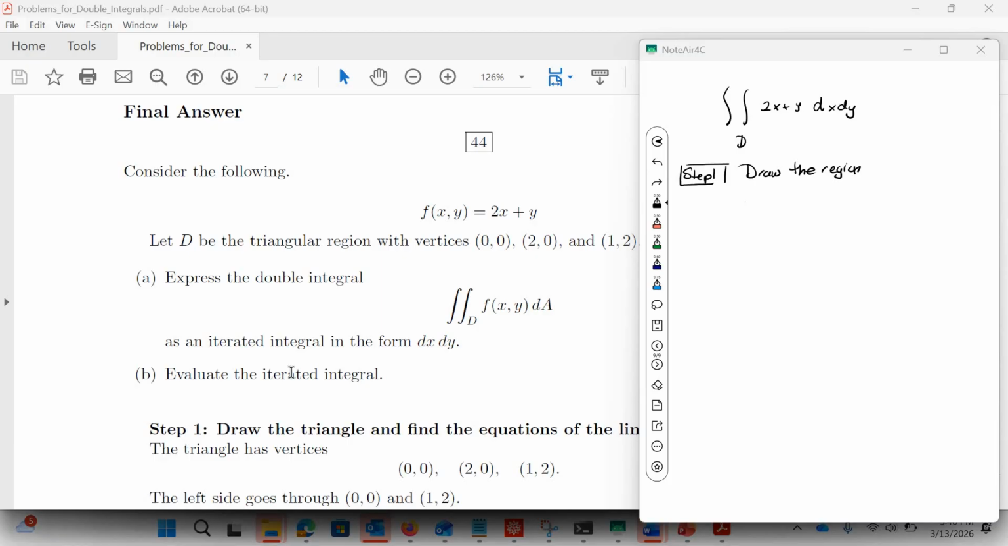So we got 3 points here. We got 0, 0, 2, 0, and 1, 2. And that's your triangle. So this is your region right here.